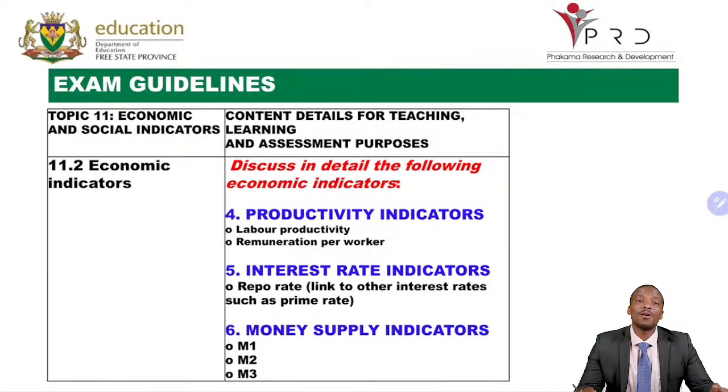The first one, we have mentioned, is the inflation indicators, followed by the foreign trade indicators. Then we are followed by the employment indicators. Then number 4 is the productivity indicators. Number 5, interest rates indicators. Then number 6 is money supply indicators.